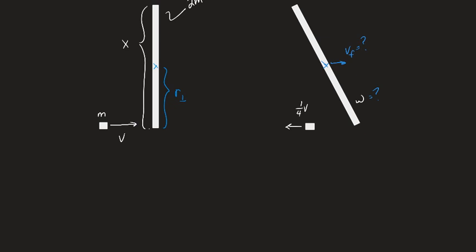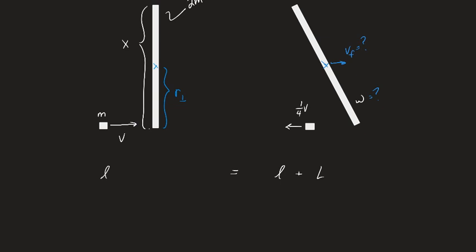So let's start with that. The angular momentum of the box is going to have to equal the angular momentum of the box plus the angular momentum of the rod. That's where I'm starting. There's only one thing moving before the collision, the box, and there are two things moving after the collision, the box and the rod.